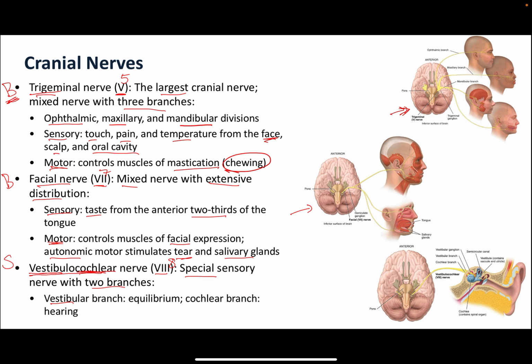So the vestibular branch is going to be involved with equilibrium, whereas the cochlear branch is going to be involved with hearing. And again, we will talk ad nauseum about the old vestibulocochlear nerve, cranial nerve 8, when we get to special senses. We've got a whole hour on it, so just hold your horses there.